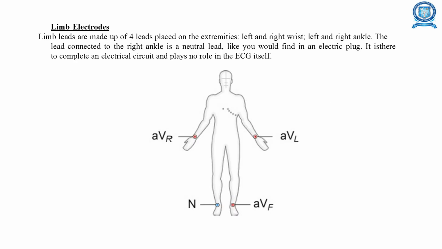Next is the limb electrodes. These are made up of 4 leads placed on the extremities, that is, the left and right wrist and the left and right ankle, and the lead connected to the right ankle is a neutral lead, like you find in an electric plug. It is there to complete an electrical circuit and plays no role in the ECG itself.